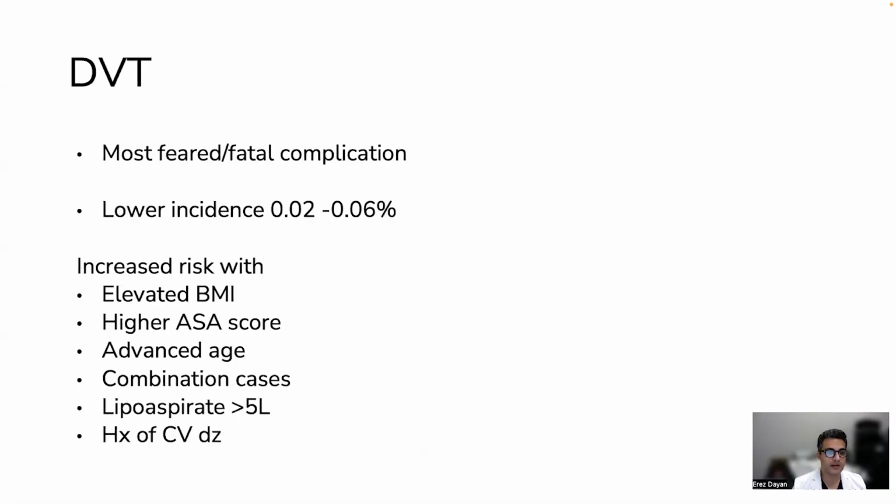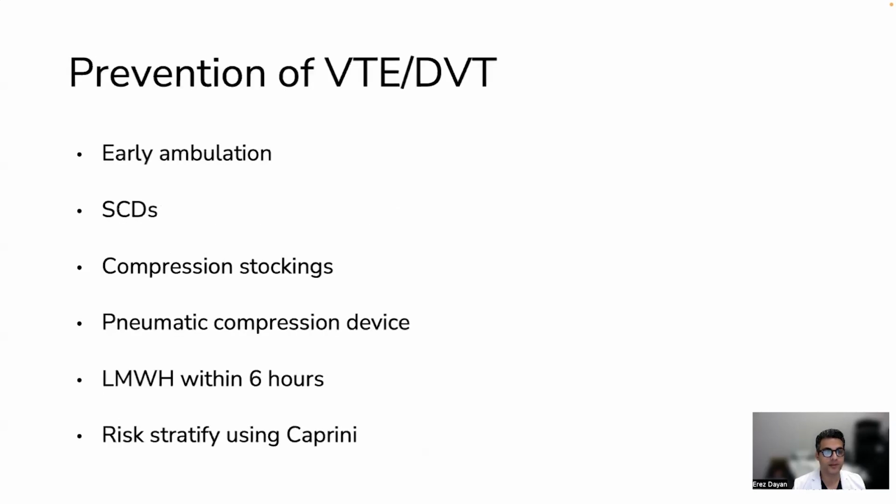DVTs, we talked about calculating the Caprini score to assess the patient's risk for DVTs. Part of the reason we bring them back the next day after the procedure is to make sure that they're walking, mitigate the risk of deep venous thromboses. It's a higher risk for patients that have a higher BMI, who are smokers, who are higher volume cases, combination cases, who are older. So you just want to make sure that they're walking, check in on them, make sure that they're ambulating as much as possible at home.